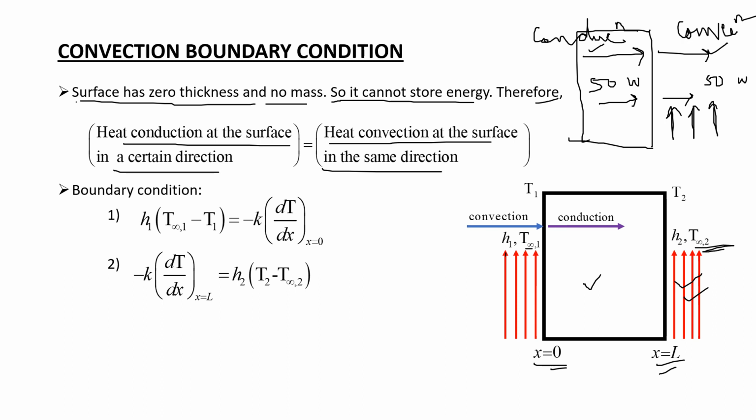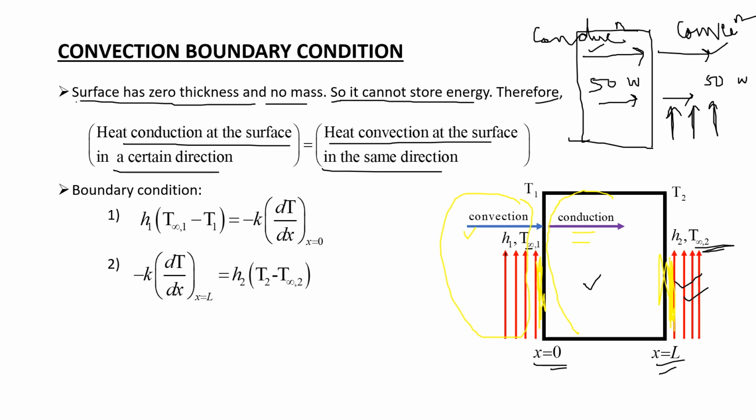The heat transfer coefficient between the fluid stream and the surface here is H1, and the heat transfer coefficient between the fluid stream and the surface at x equal to L is H2. Since on this side the fluid streams are flowing, the mechanism of heat transfer is convection, and since this is a solid slab, the mechanism of heat transfer is conduction.